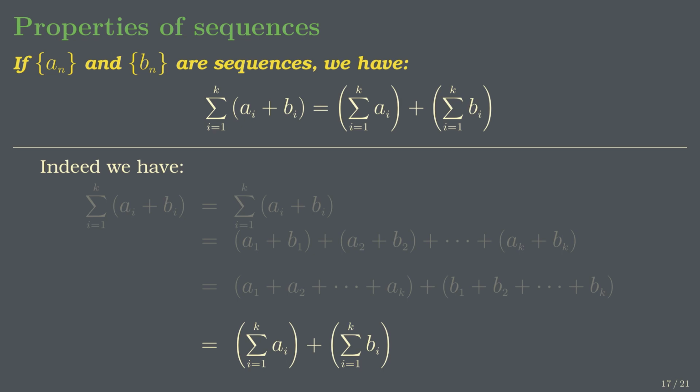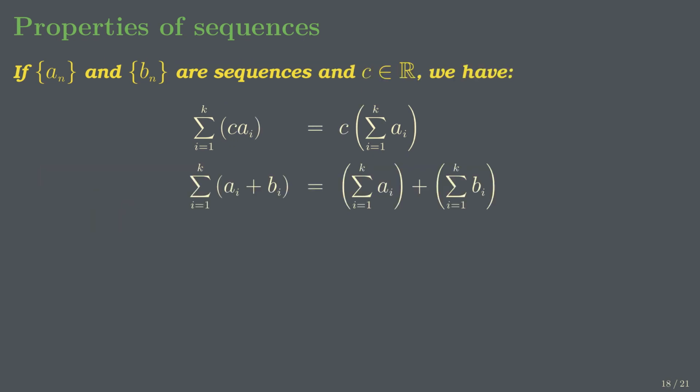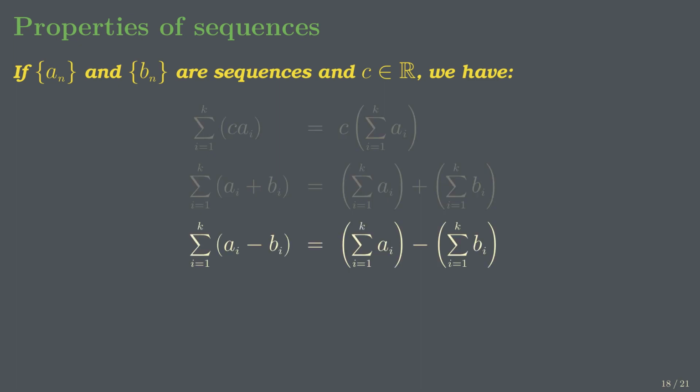And similarly, you should be able to get the third property. Instead of taking the sum of two sequences, you can take the difference of them, meaning that if you take the summation of ai minus bi, it is the same as first taking the summation of ai and then minus the summation of bi.